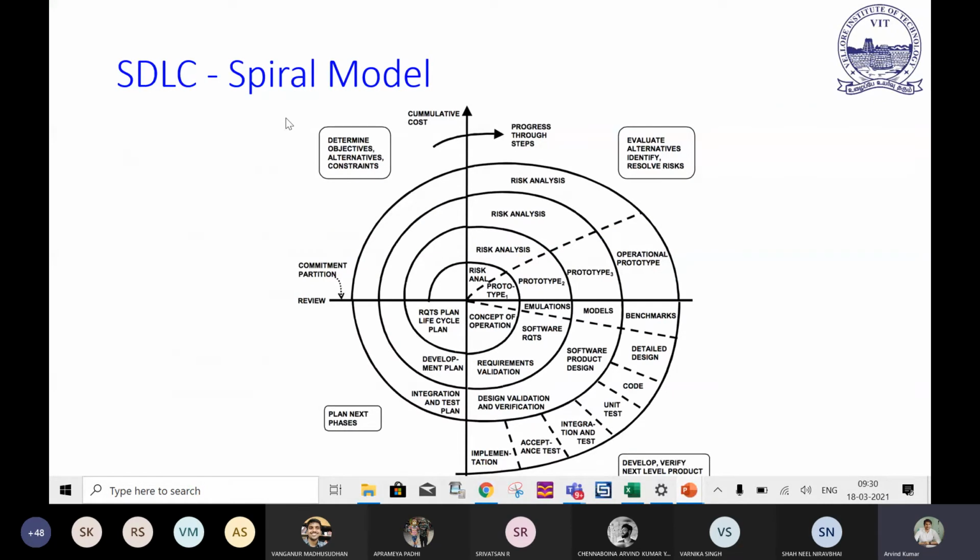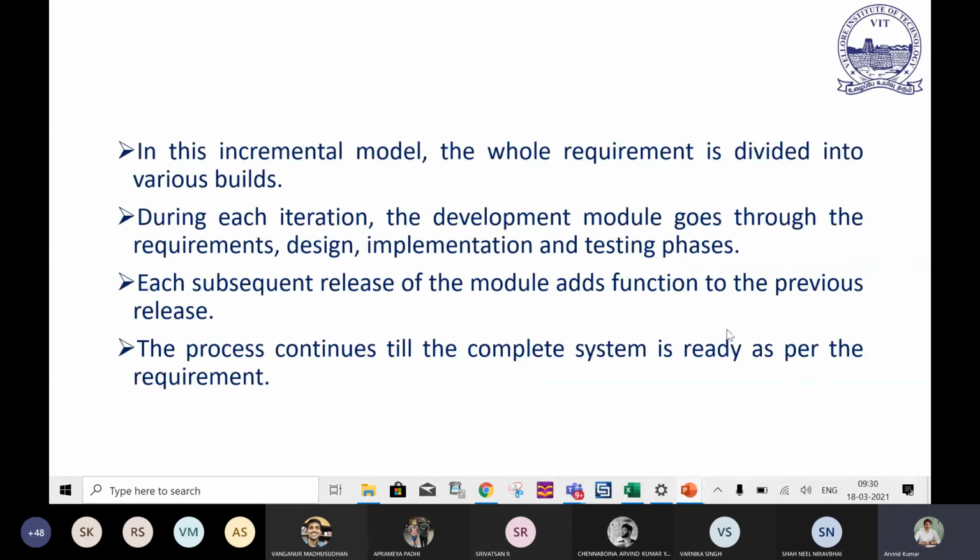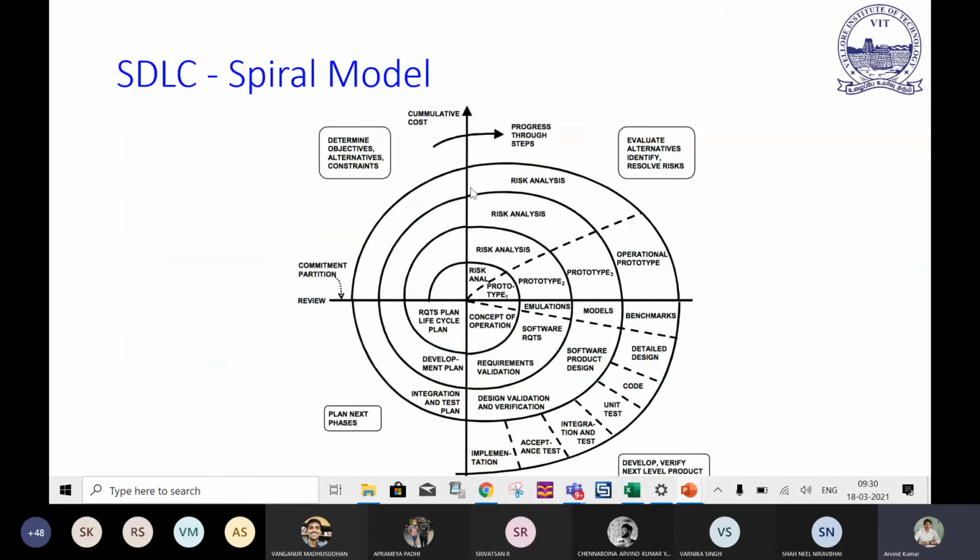I introduced the iterative model first because the spiral model is something like a combination of the previous two models we have studied, the waterfall model and the iterative model. This we will see next. Fundamentally you have to start from some point and then at one stage it ends, right? A small waterfall model starts from here and ends over here, then the iterative model starts next, and then again it stops here, and so its working process goes in a spiral way.